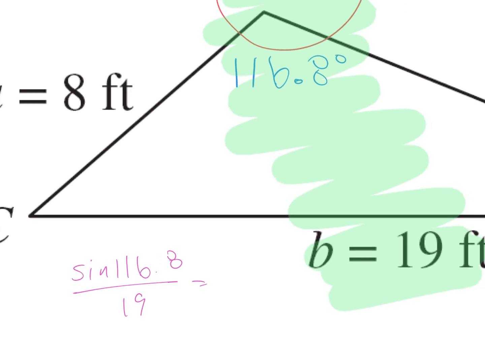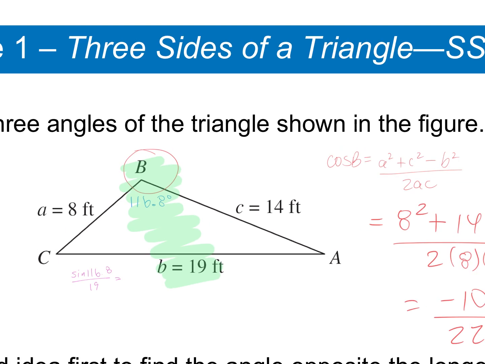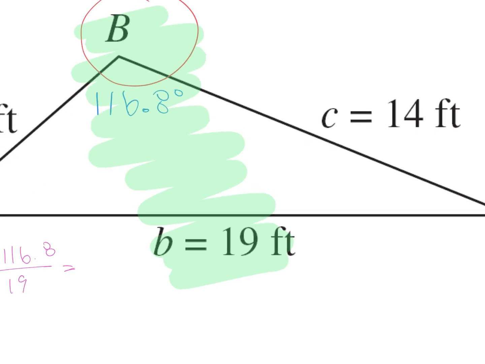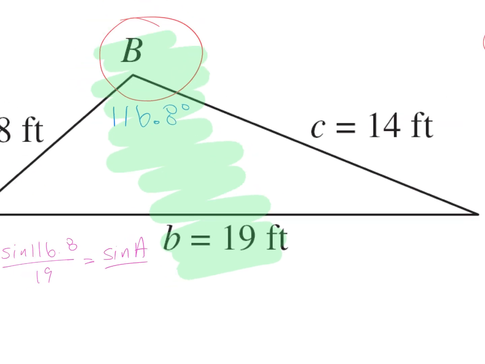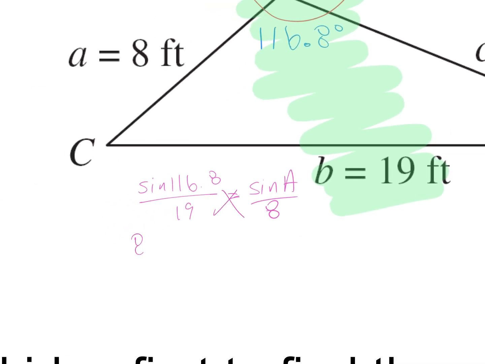Which angle do you want to find? You guys tell me which angle. A, okay. So you have sine of A over 8. All right, cross multiply. So you have 8 times the sine of 116.8 equals 19 times the sine of A. Divide by 19. And the sine of A is how much? What's 8 times sine 116.8 divided by 19?